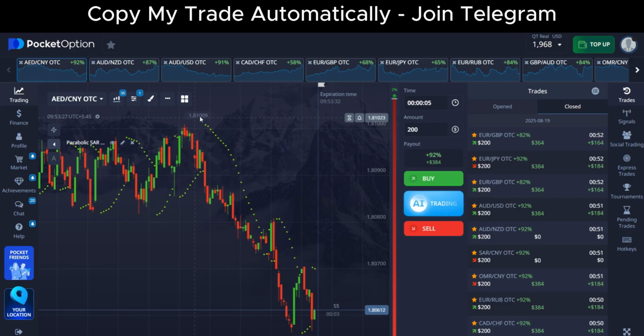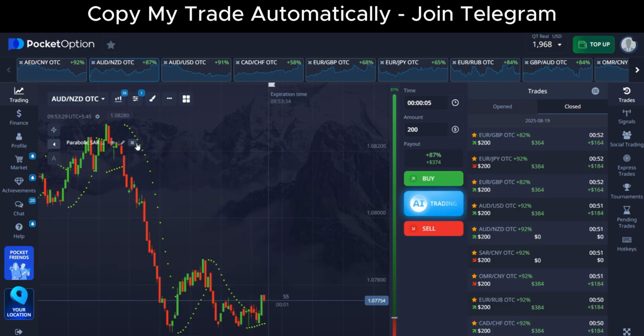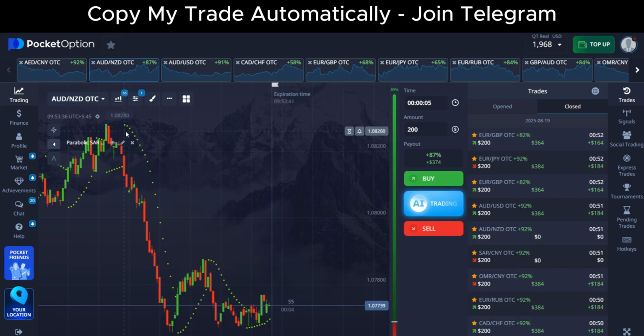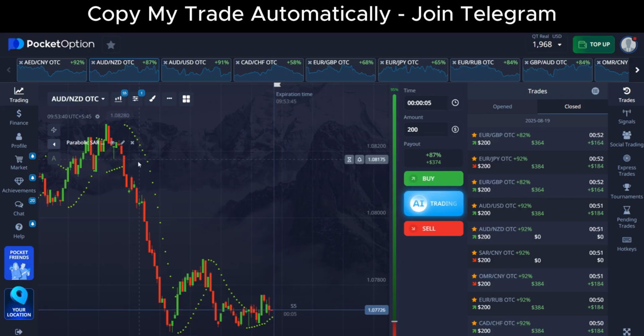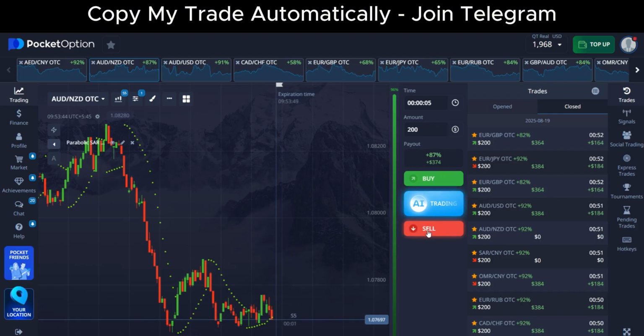Now you just need to look for conditions like these, where the market is falling sharply and parabolic dots are forming above the candles. If you see this kind of scenario, then you can take the risk anywhere here and make a trade by clicking on lower.